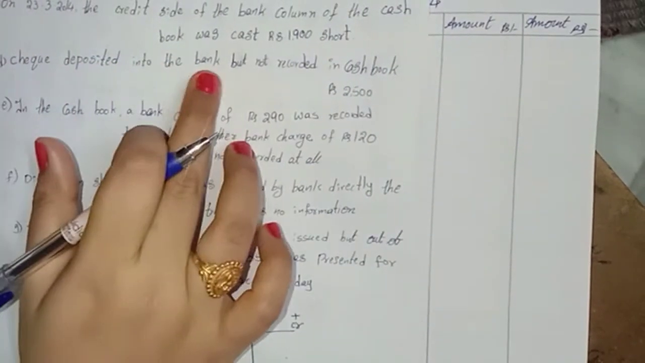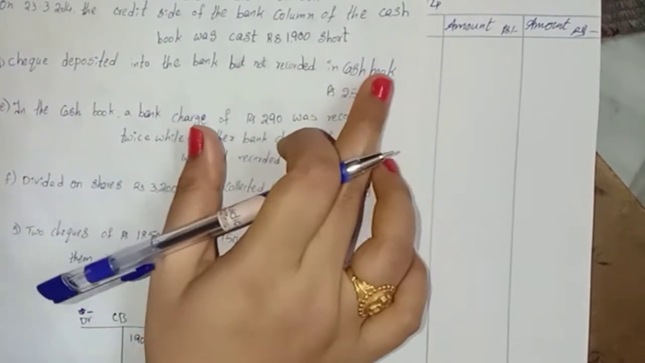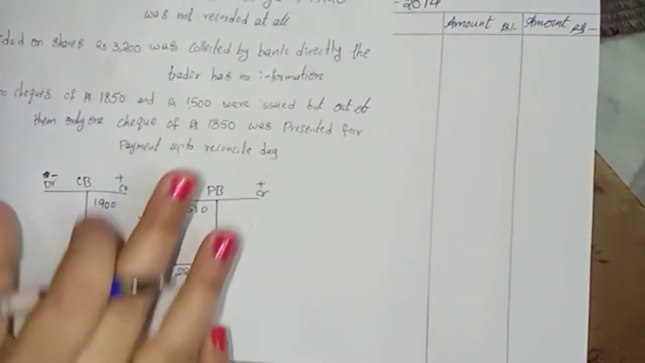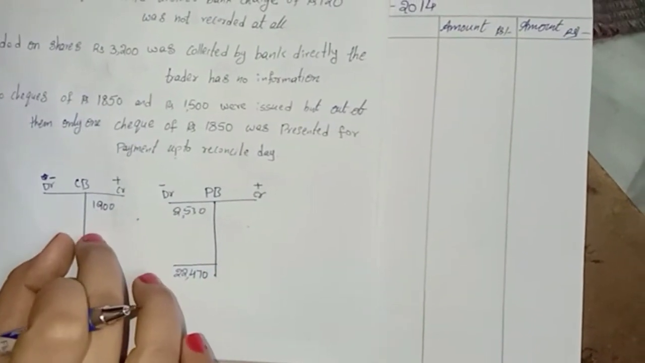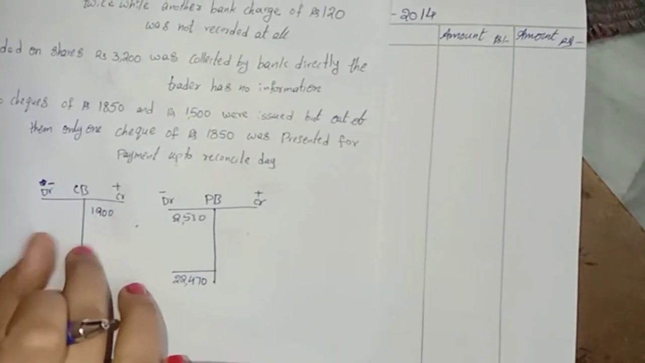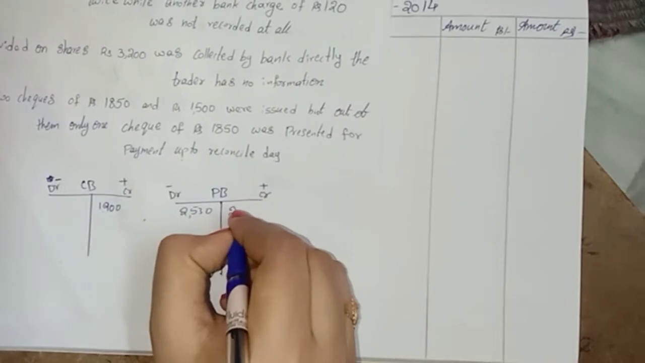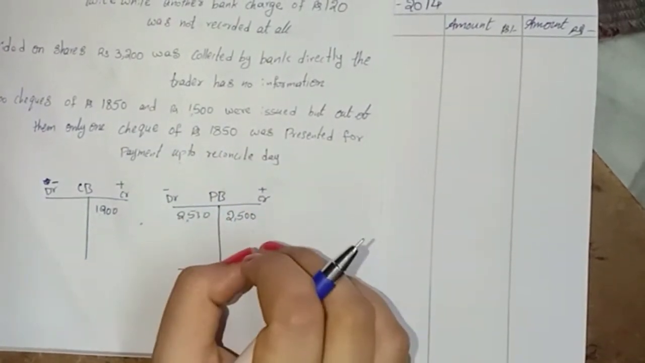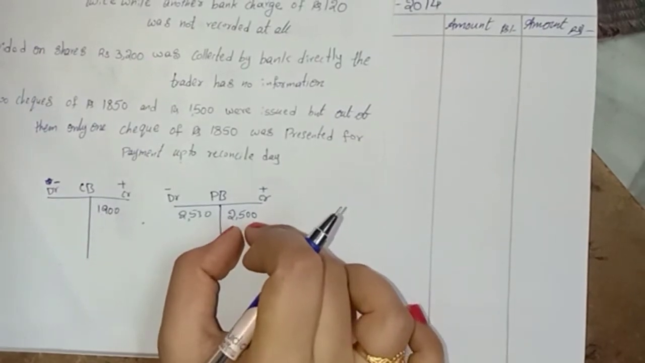Cheque deposited in the bank but not recorded in the cash book: 2,500. The cheque is deposited but not recorded in the cash book. A cheque deposited is a liability for the bank, so it will be entered on the credit side of the passbook.